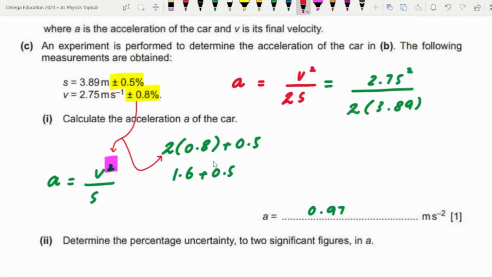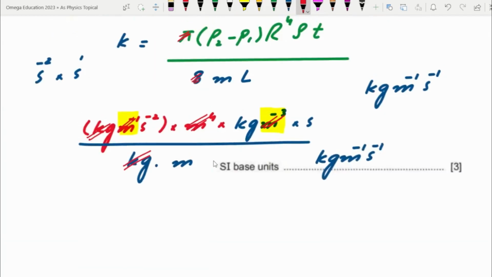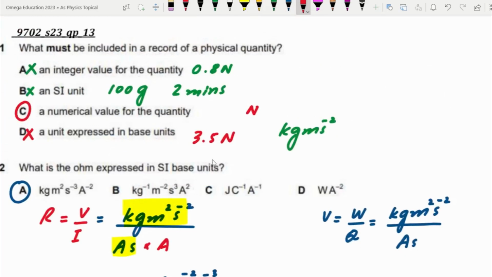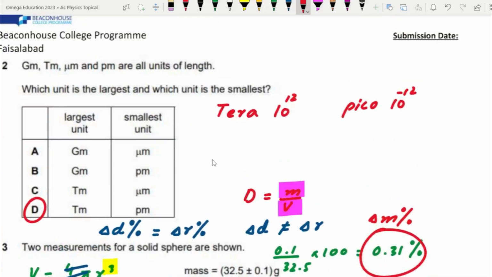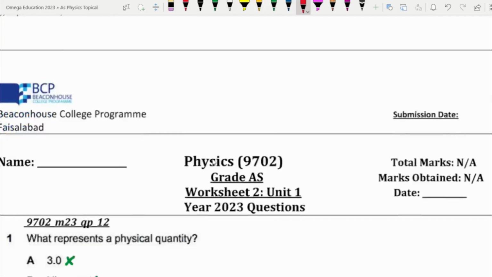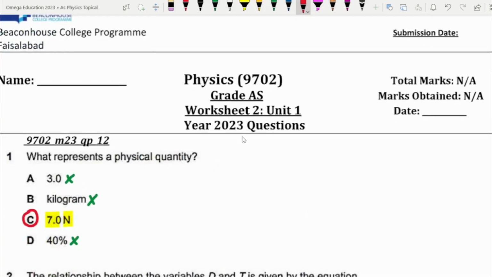So that was it. In this video, I've solved all the questions that we have from 2023 past papers from the topic of base units and uncertainties of chapter number 1.